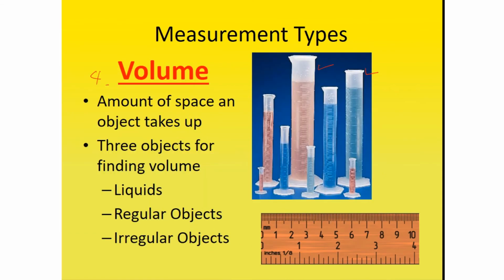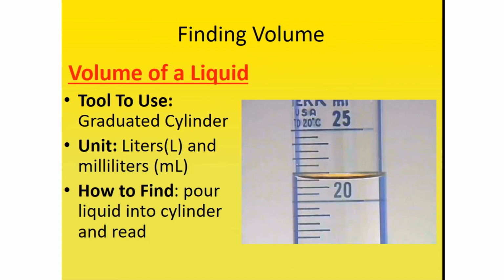Fourth one is called volume. Volume is the amount of space an object takes up. Like this one, this is a graduated cylinder. Liquid is taking up the space and is being measured. We use 3 kinds of objects to find the volume: the liquid, the regular objects, and the irregular objects. Now let's talk about the first one, the volume of a liquid. How to measure a liquid? The unit is called liters, with an L, or milliliters, ml.